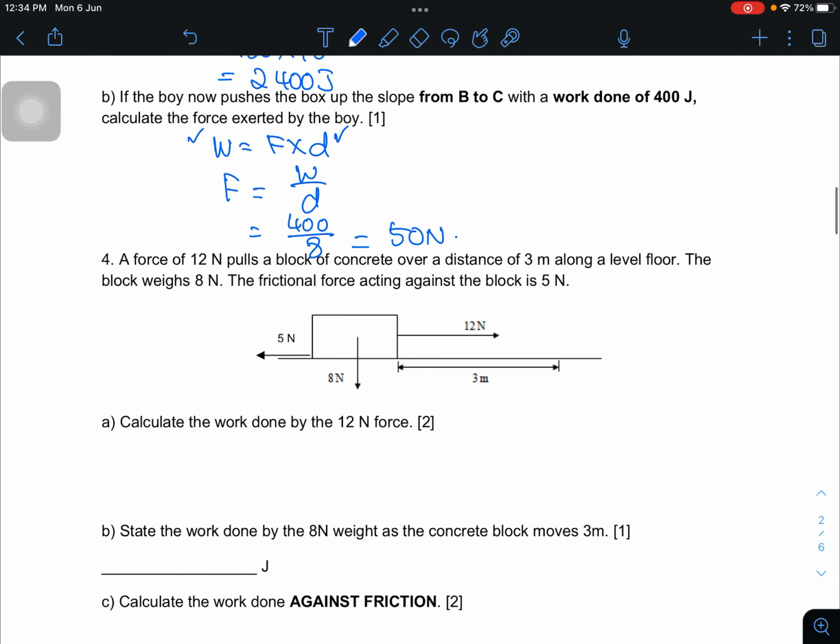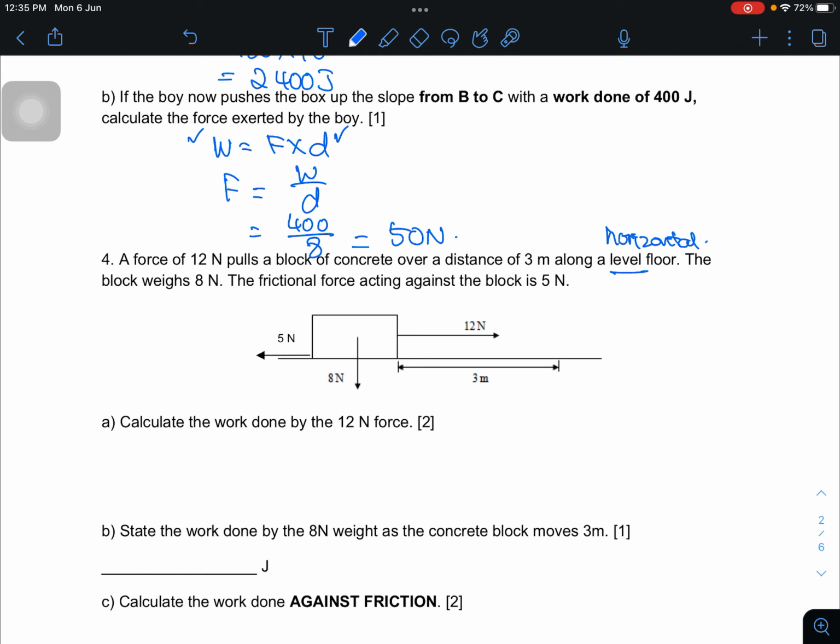Question 4. A force of 12 Newton pulls a block of concrete over a distance 3 meters along a level floor. Level floor means it's horizontal. There is no gain in height, hence no work is done against gravity. Alright, means there's no gain in GPE. The block weighs 8 Newton. So the frictional force acting against the block is 5 Newton. So calculate the work done by the 12 Newton force.